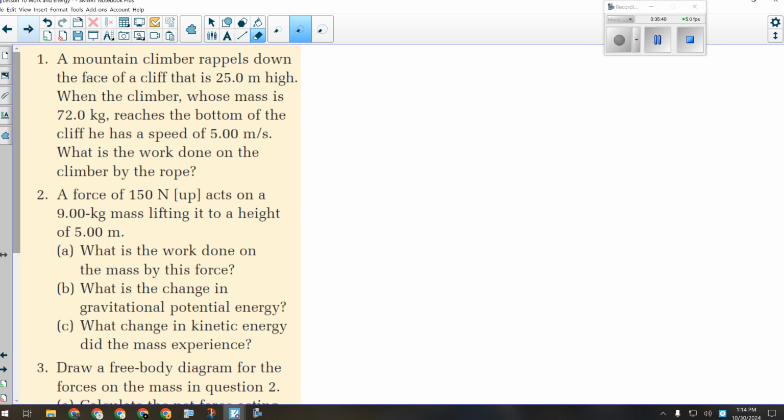Okay, I would like you guys to try 1 and 2 on there, please. Okay, they're pretty straightforward, okay? You don't have to do the cosine theta thing on either of those, okay? So just try 1 and 2.